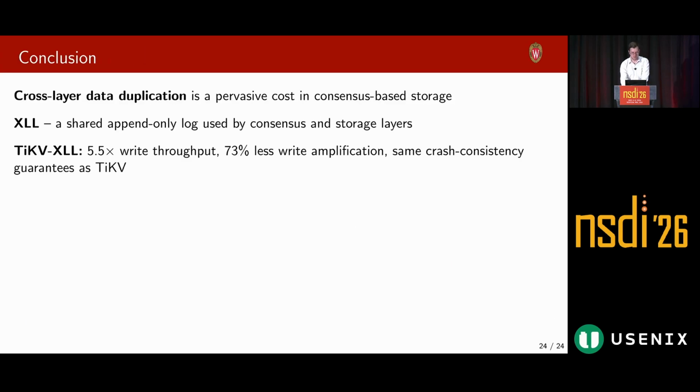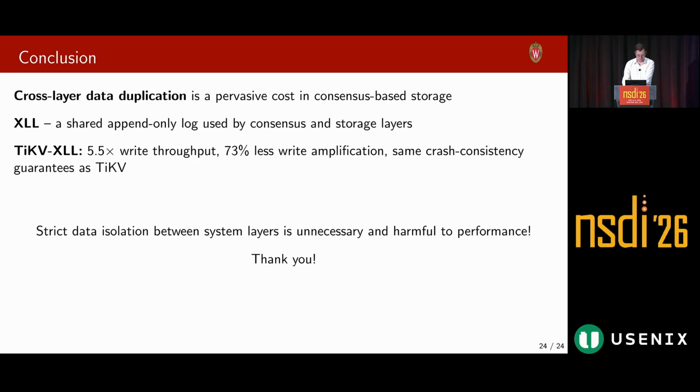So in conclusion, we've talked about cross-layer data duplication. It's a pervasive cost in consensus-based storage. And we've introduced XL and TiKV XL, systems that show the benefits of eliminating data duplication in the cross-layer. One last thought to leave you with: strict data isolation between system layers. We should think about how we handle this. It can be very harmful to performance, and it's not always necessary.